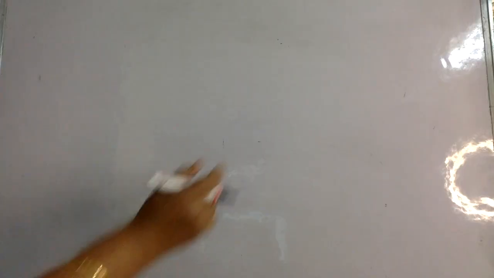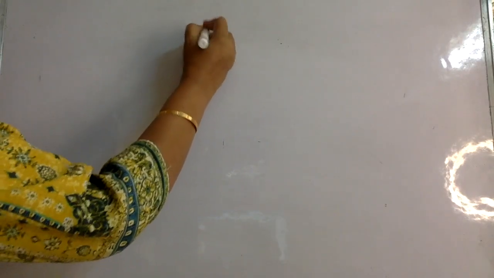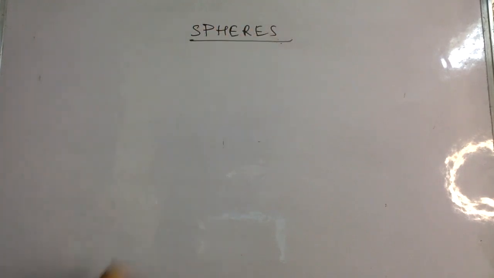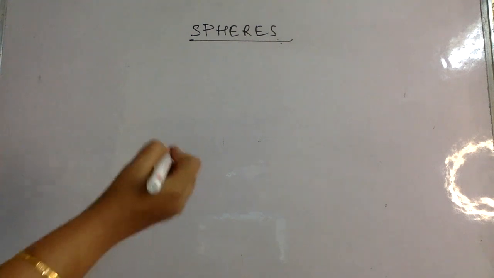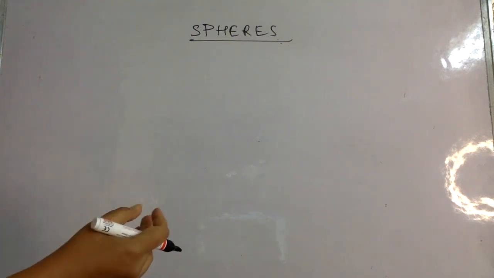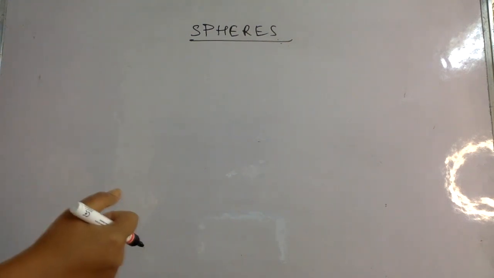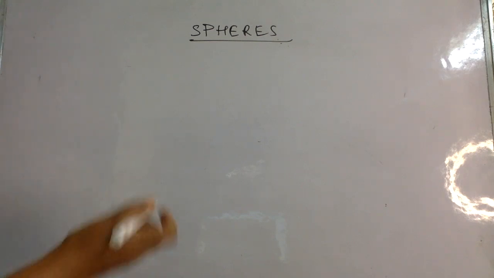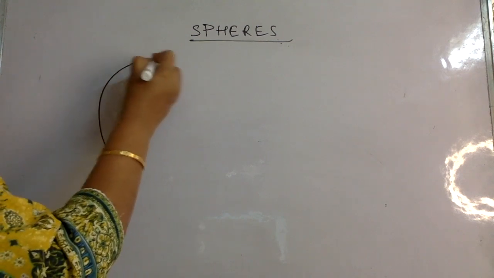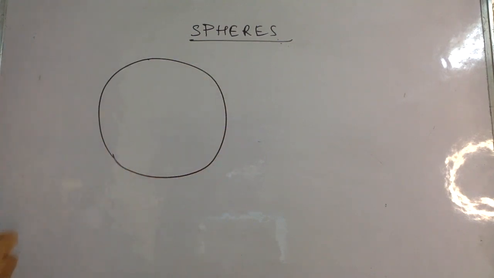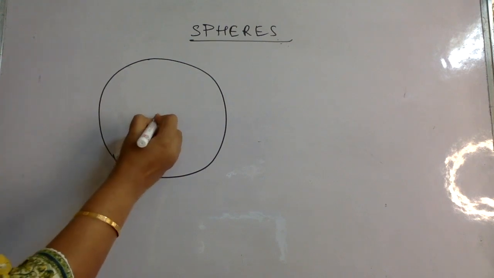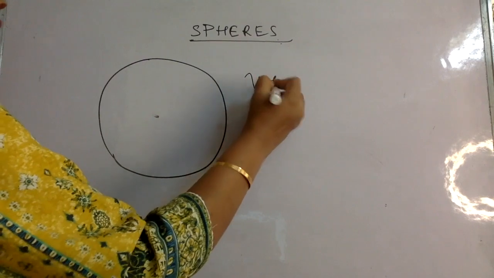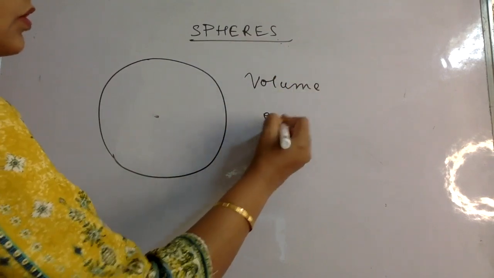So let us see what spheres are. We have a lot of spheres around us, like the shape of a ball is a sphere. The earth itself is, to some extent, a sphere. So this circular shape, that is the three-dimensional shape of a circle, is called a sphere. You have done this in your earlier classes. Now we'll have to find the volume and the surface area of a sphere.